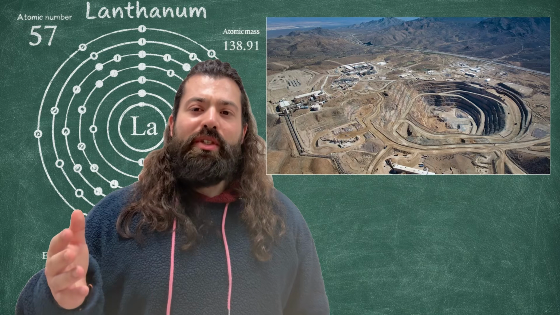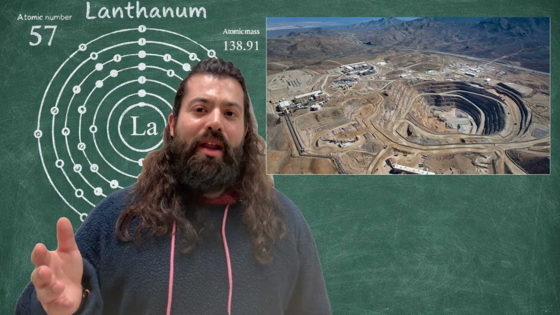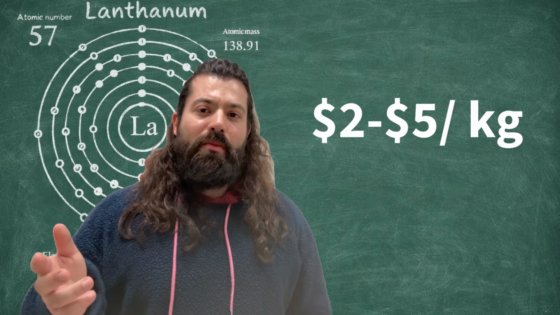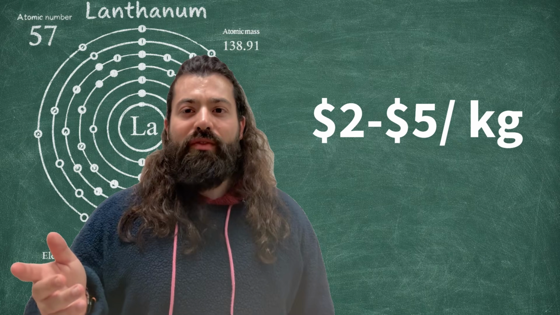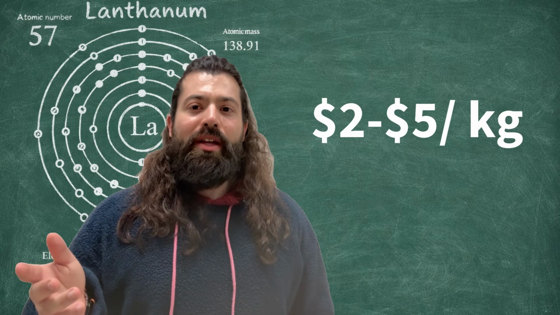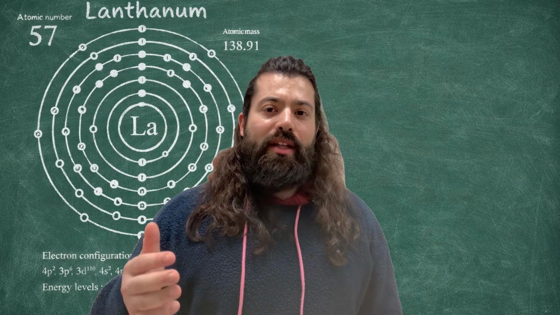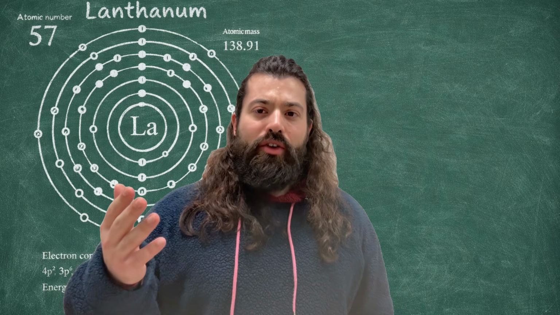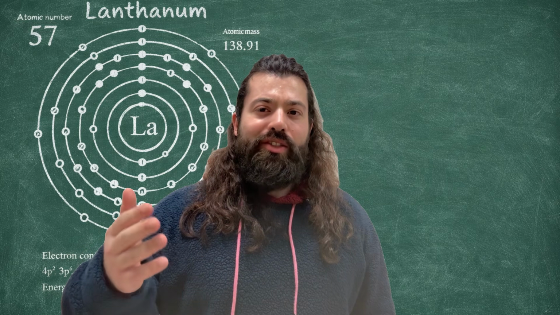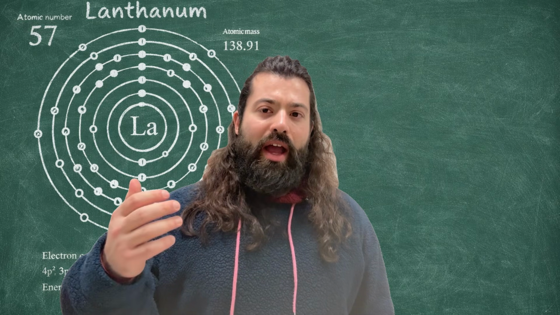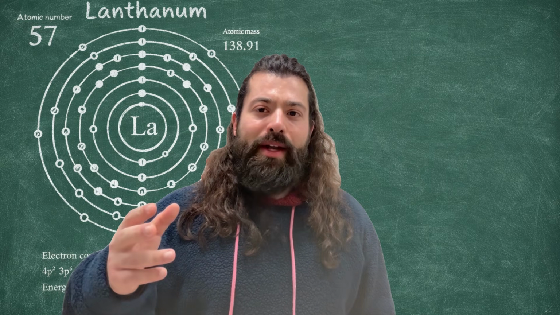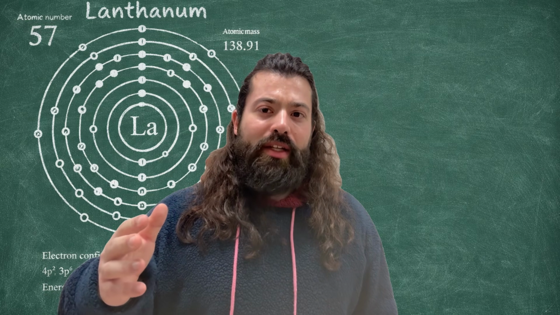Lanthanum is actually one of the cheapest rare earth elements. You mostly find it in its oxide form, and its oxide form costs about $2 to $5 per kilogram, depending on its purity and depending on the demand in the market. So even though it's technologically very important, it's quite abundant, and it is affordable compared to other rare earth elements. This element quietly powers many modern technologies.